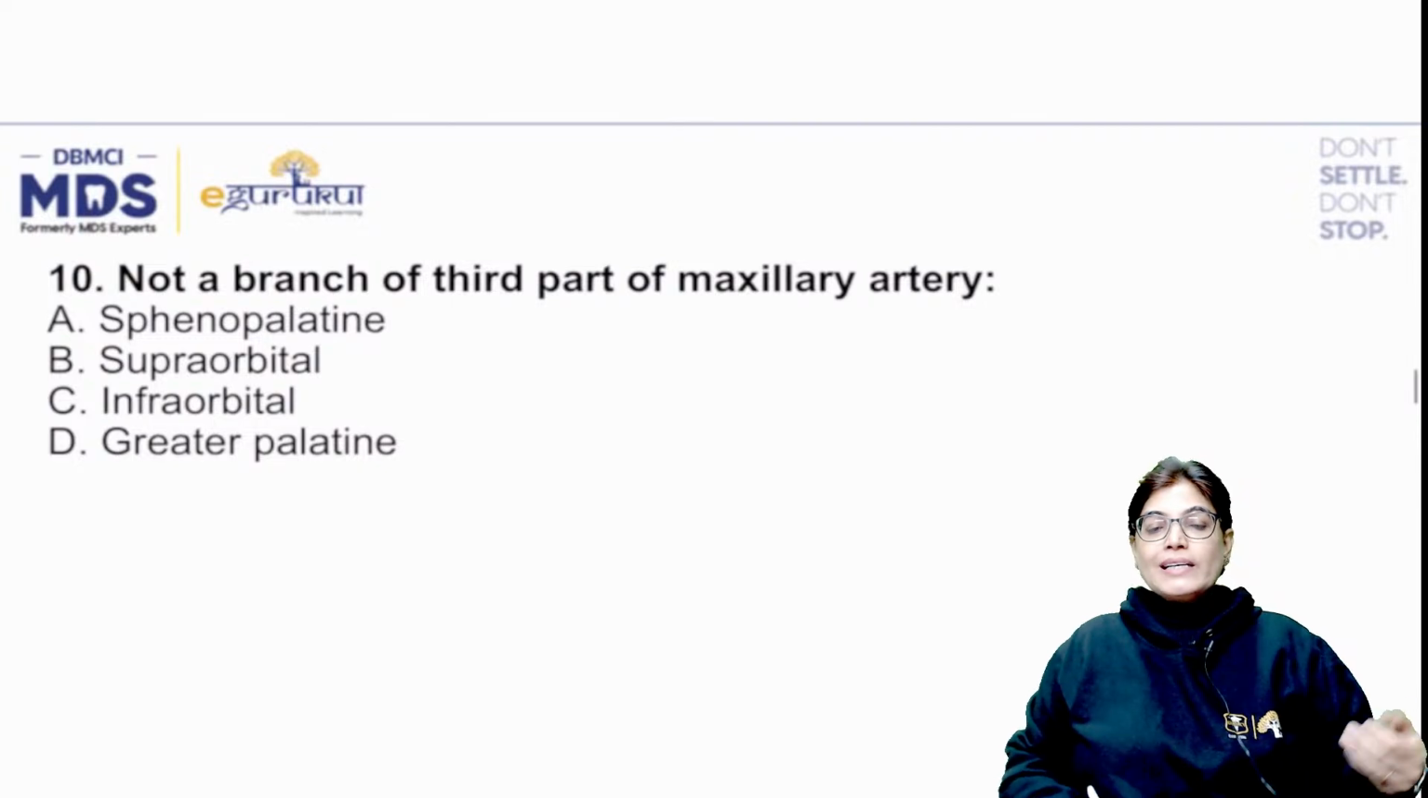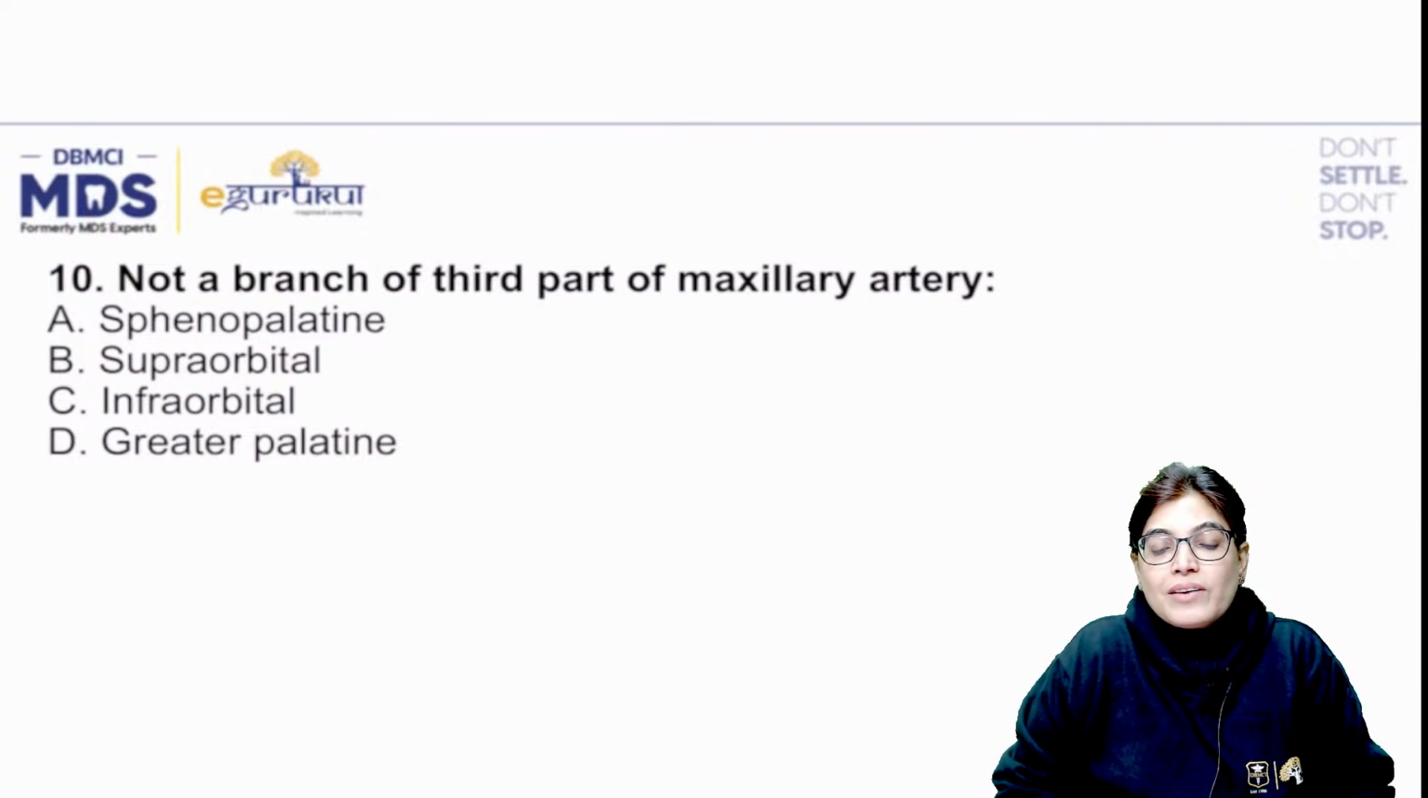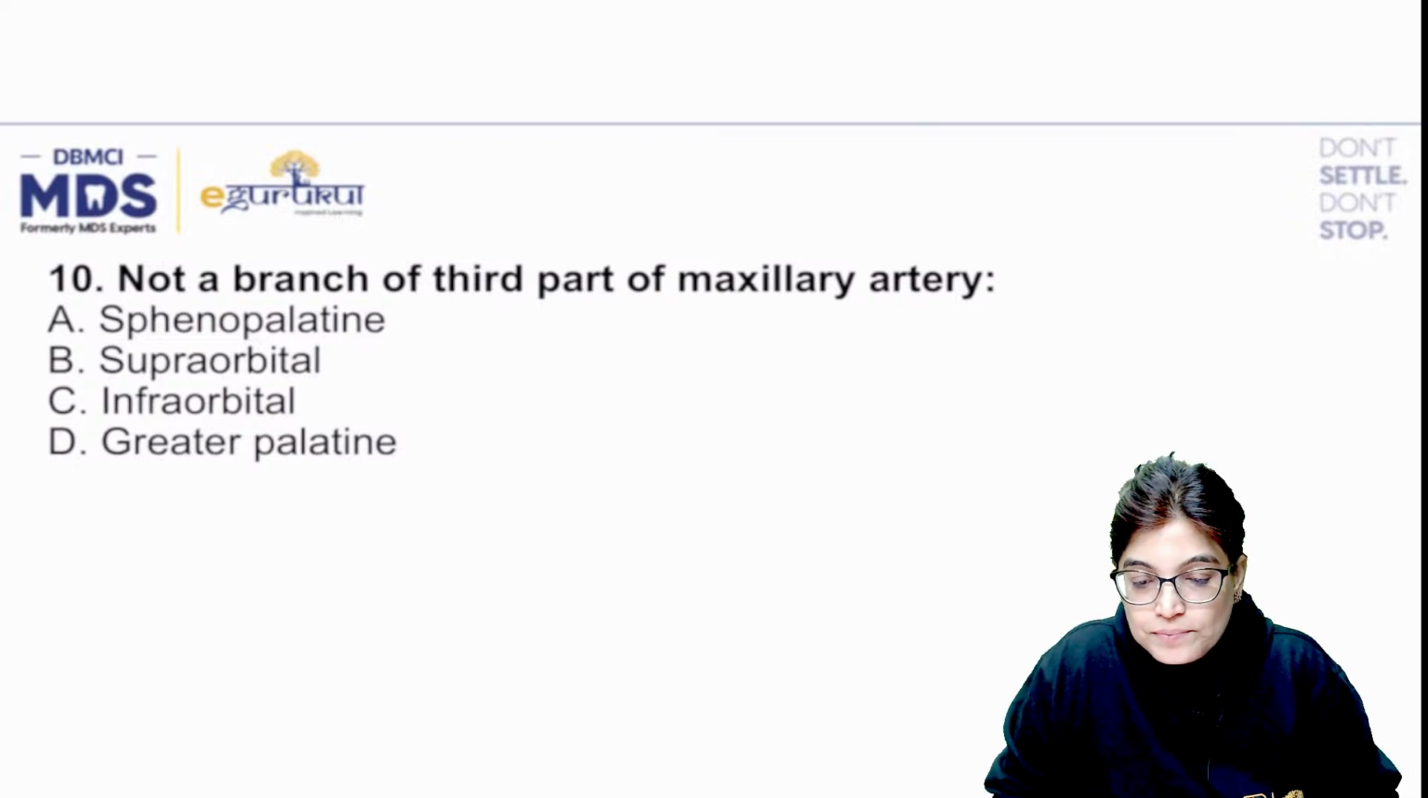Now, which of the following is not a branch from the third part of the maxillary artery? Maxillary artery is an important branch. It's a terminal branch of the external carotid artery. It is divided into three parts by the lateral pterygoid muscle, and you have to know the branches from each individual part of the maxillary artery. So please mark the right answer: A, sphenopalatine; B, supraorbital; C, infraorbital; and D, greater palatine.